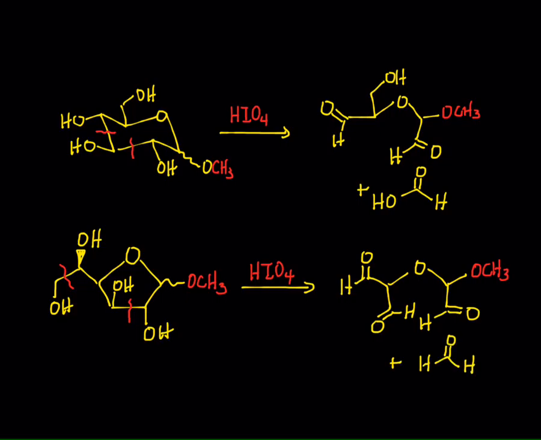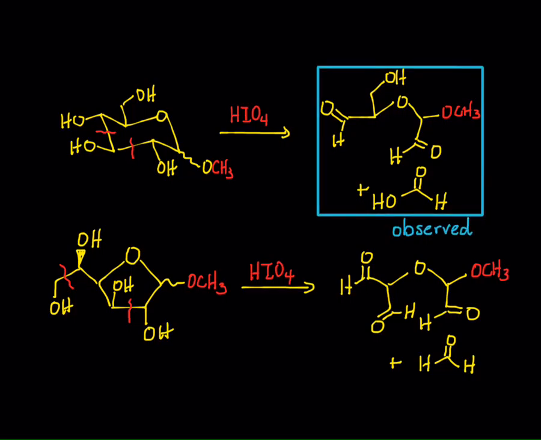So notice with the pyranose ring, I would expect to get formic acid, and then the structure above. And then with the furanose ring, I would expect to get formaldehyde. Well, this is actually what I observe. And so based on that, I can determine, oh, okay, it must exist mainly as the pyranose ring.